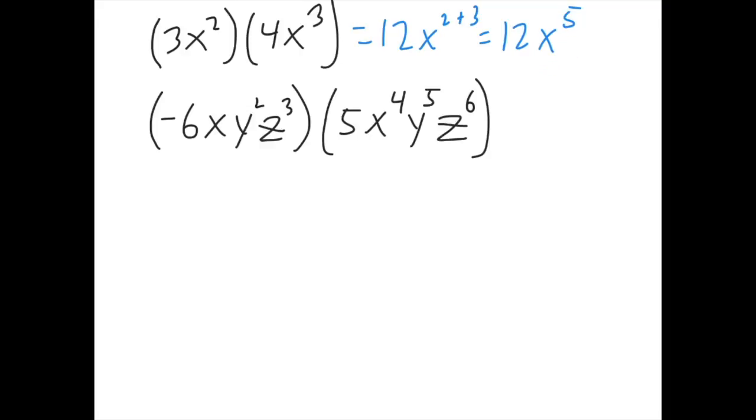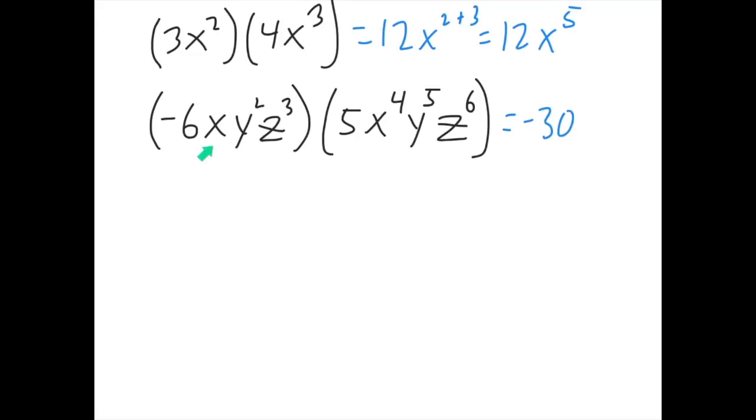Now let's look at this one. Here we have to multiply each thing separately. So here we have negative 6 x y squared z cubed times 5 x to the 4th y to the 5th z to the 6th. So we have to multiply each thing separately. First, the numbers. Negative 6 times 5 will give us negative 30.